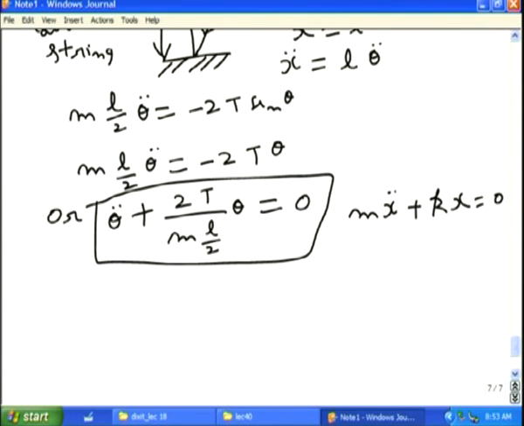In this case the natural frequency will be proportional to square root of T, that means omega is proportional to square root of T. So, more tight the string, more is the frequency, and also omega will be proportional to 1 by root m.